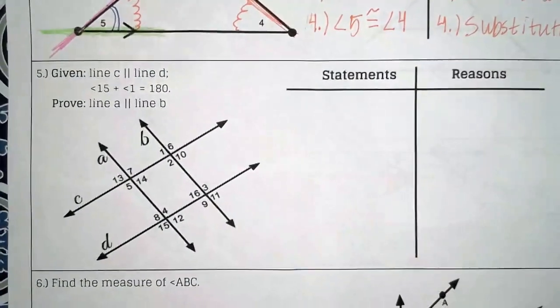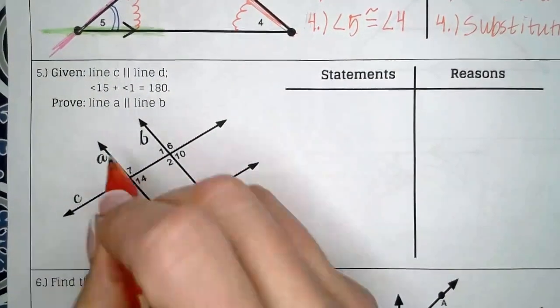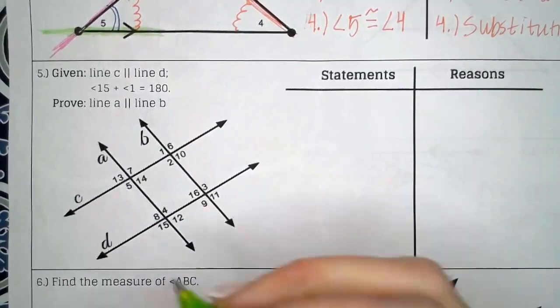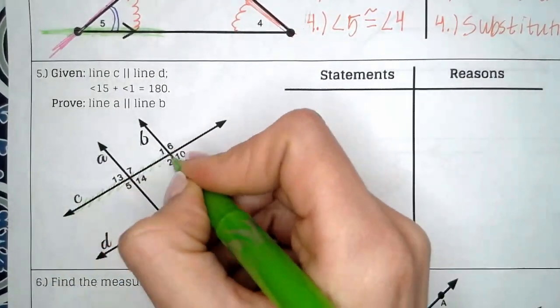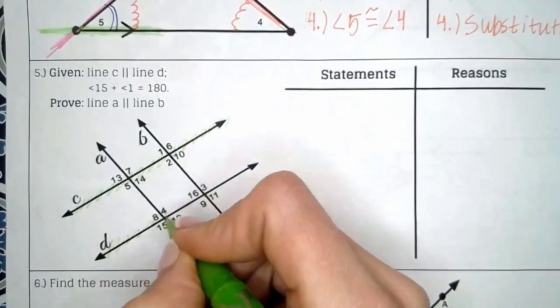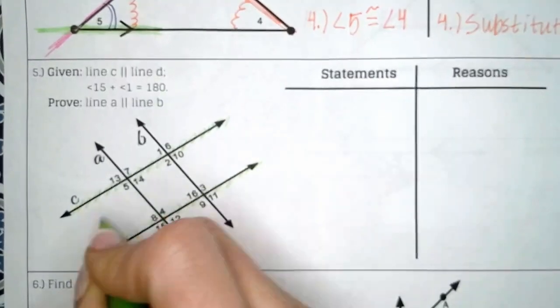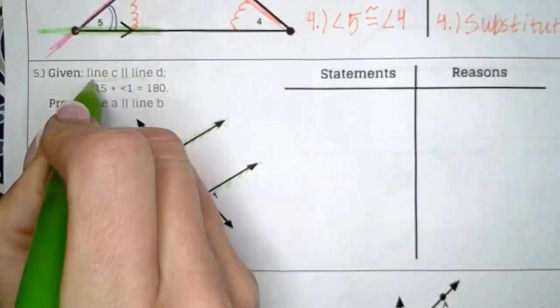All right, here, line C is parallel to line D. Remember, you're only given that C is parallel to D. You're not given that A is parallel to B. Only these are given. These are parallel. Those are parallel lines. Sorry about the blur. C and D are parallel.